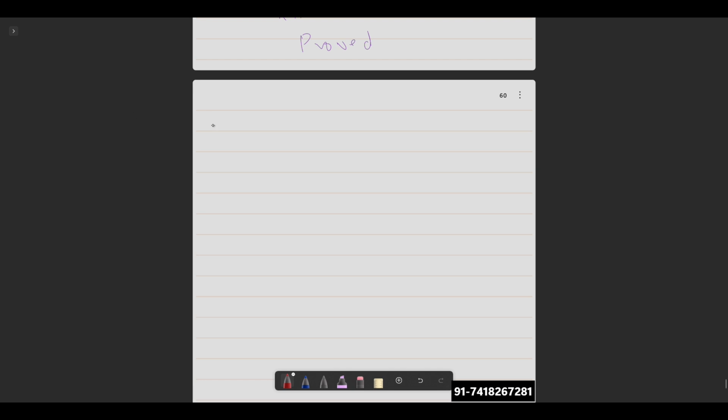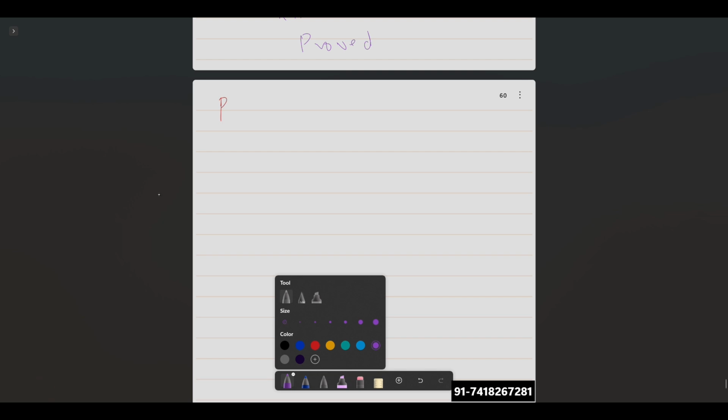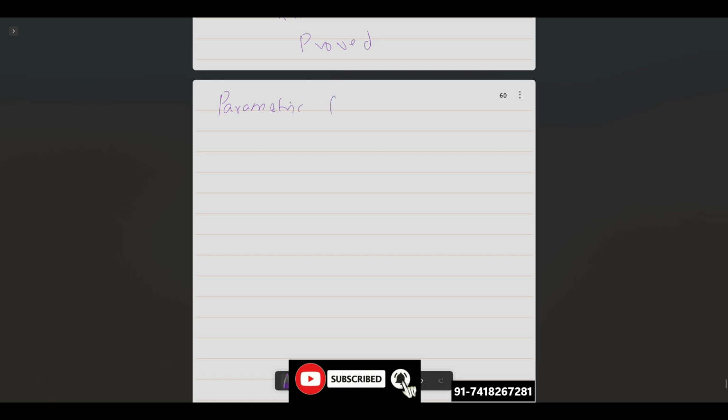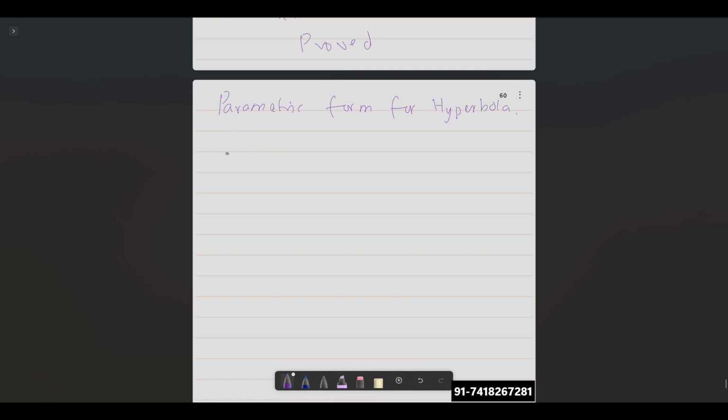Now we will arrive at the parametric form for the hyperbola. So what is the Cartesian form? Cartesian form is x square by a square minus y square by b square is equal to 1.